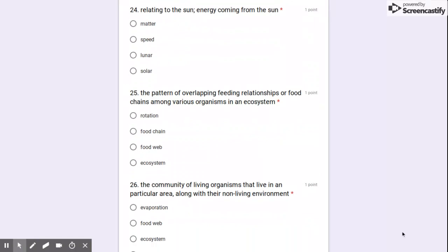Number 24. Relating to the sun. Energy coming from the sun. Matter, speed, lunar, solar.